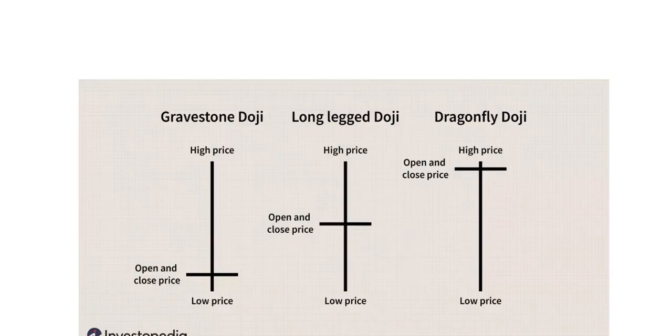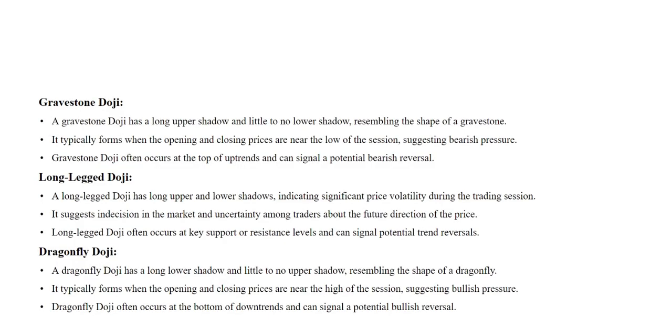So we've got 3 dojis here, straight from Investopedia. Thank you. We've got the gravestone, the long-legged, and the dragonfly. Now, these shadows aren't always going to be this long. It's just this long for demonstration purposes. But we're going to talk about each one of these really quick.